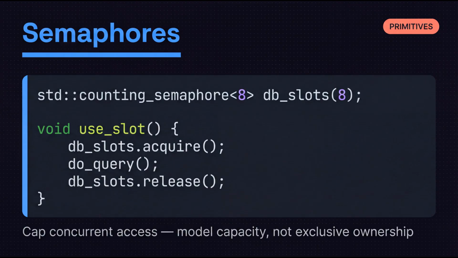This is different from a mutex. A mutex models exclusive ownership, one thread at a time. A semaphore models capacity, up to n threads at a time. Use a semaphore when the question is how many, not who.